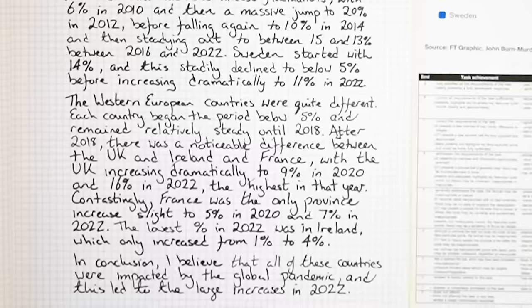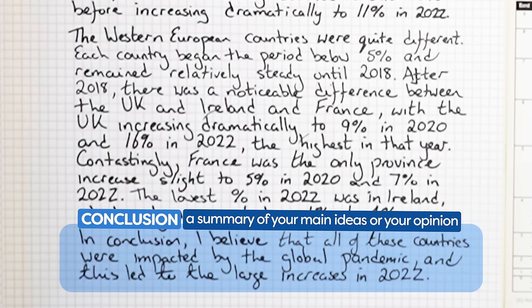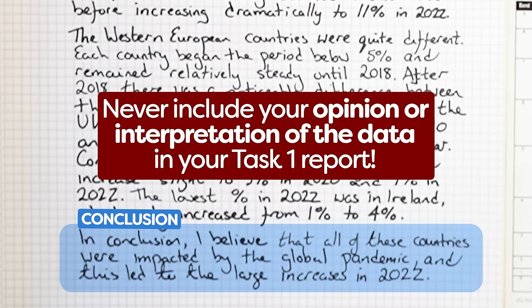I also want you to look down at the bottom here at the conclusion. So remember when they talked about the overview, they talked about whether the overview is inappropriate or not. What is a conclusion? Well, a conclusion is a summary of your main ideas or your opinion, what you think about something. Opinions are good in task two. Original ideas are good in task two. Task one, all they want you to do is report exactly what you see. There are no ideas. There is no summary of your opinion or anything like that. So it is inappropriate to include a conclusion at all.